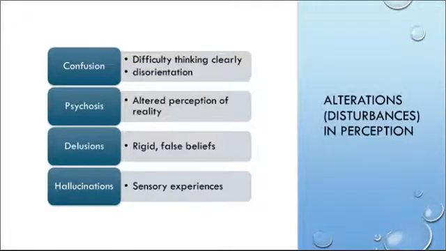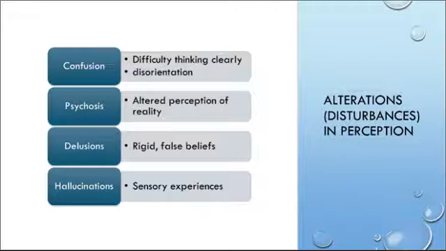Alterations or disturbances in our perception. That's where we talked about the orientation. So, confusion and difficulty thinking clearly; disoriented times 1, times 2, times 3, times 4 of the four parts: person, place, time, and situation. Confusion is increased difficulty thinking clearly, making judgments, focusing attention. Disorientation: the person cannot correctly identify one or more of the person, place, time, or situation.